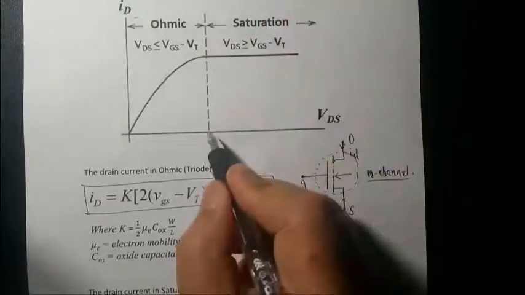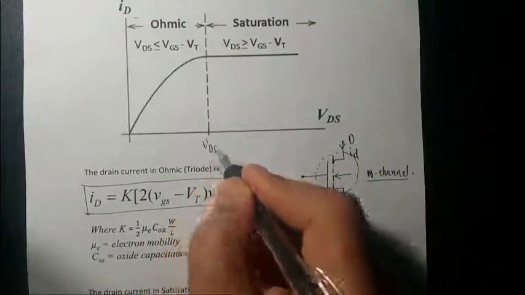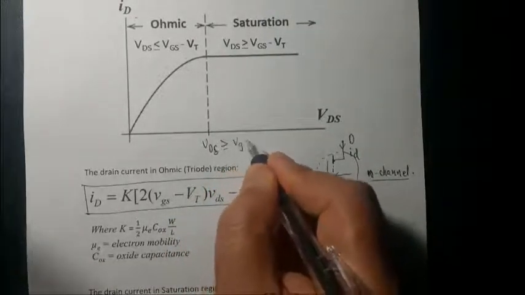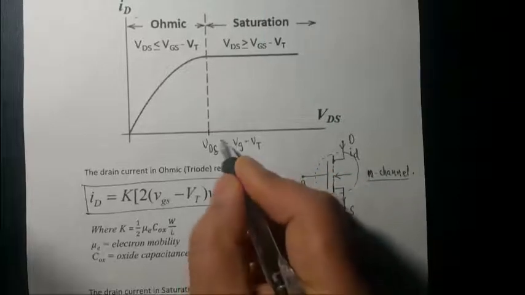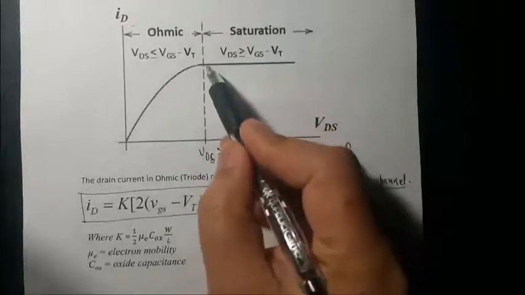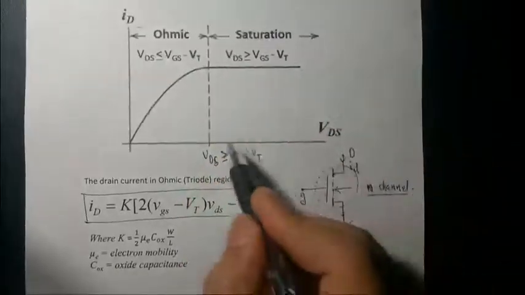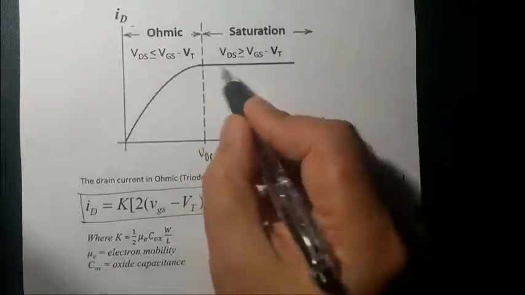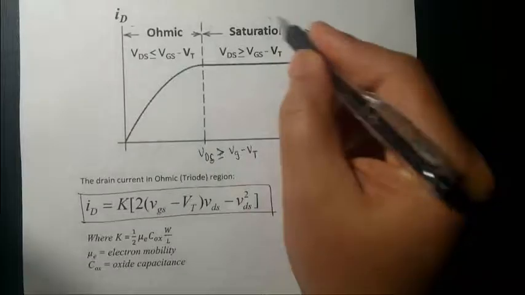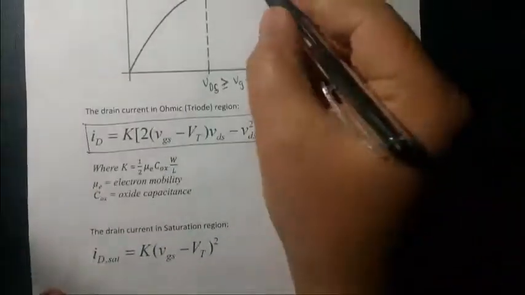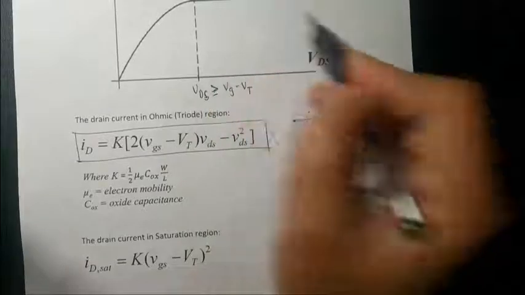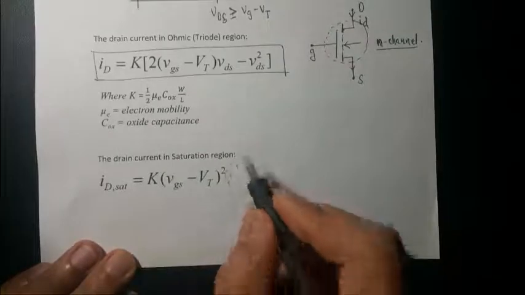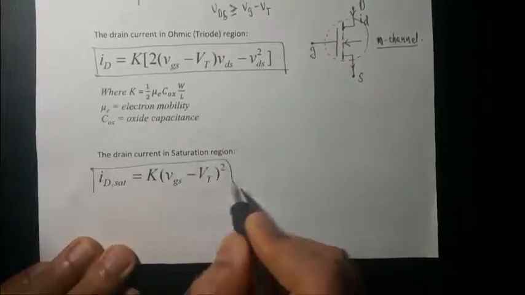After some VDS, when VDS, the drain source bias voltage, is greater than or equal to the gate voltage minus the threshold voltage, then the drain current doesn't really change with the increase in drain source voltage. It just remains flat, and that region is called the saturation region. The drain current increases very little with VDS, and the drain current in the saturation region is given by this formula.